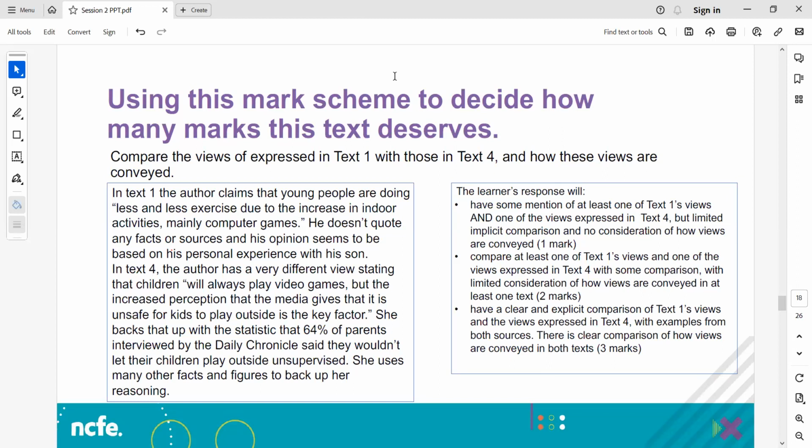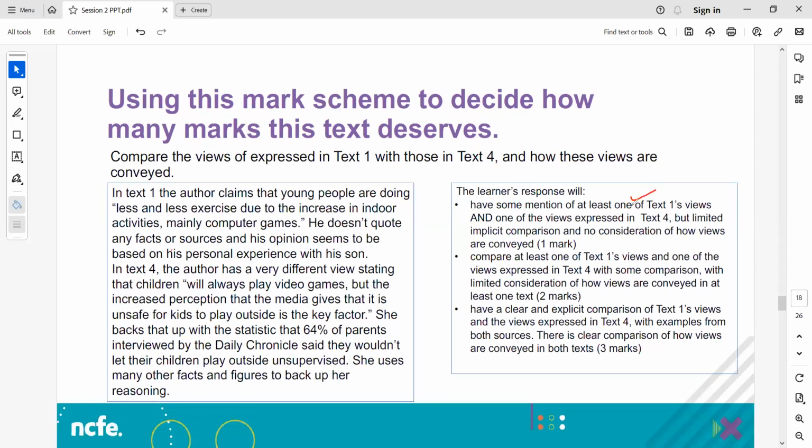She uses many other facts and figures to back up her reasoning. Okay, so let's have a look. So to get the marks here, it's a different type of question. We are comparing, so saying how they're similar, and we're also needing to say how the views are conveyed. So to get 1 mark, the learner's response will have some mention of at least one of text 1's views. So yes, we've definitely got that, haven't we?